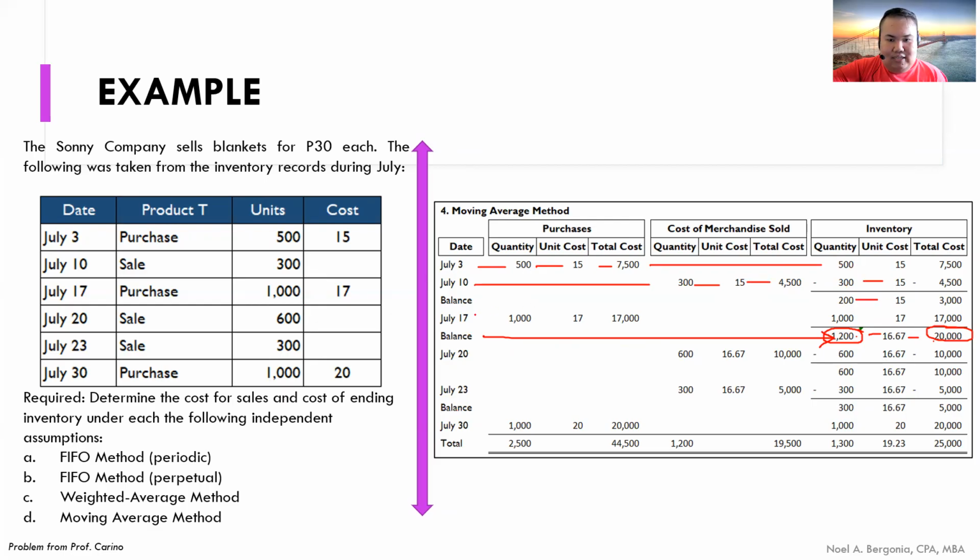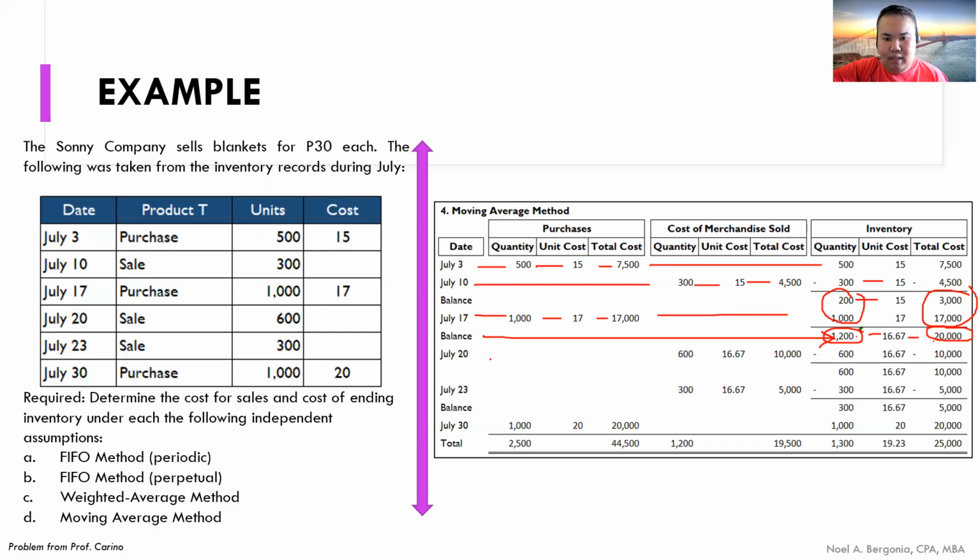Pero nung dumating si July 17 na purchase, which is 17 pesos, ayun. So nangyari, inadd natin yung total units, naging 1,200 and the total cost is 3,000 plus 17,000. So 20,000. Kaya gumalaw po mismo yung unit cost natin. Kaya naging 16.67 kasi 6666 po yan.